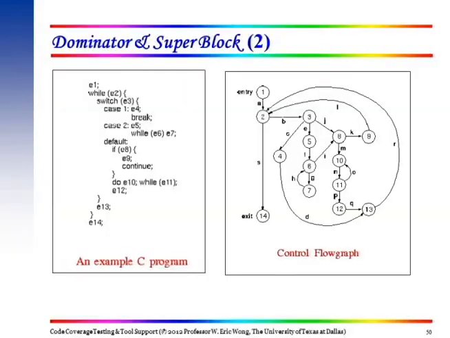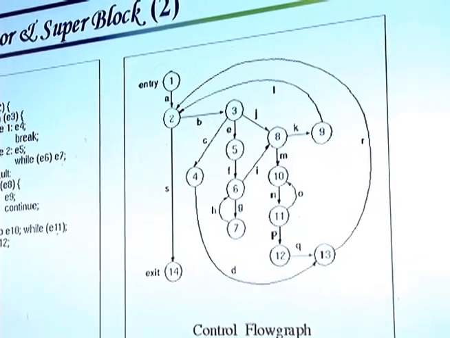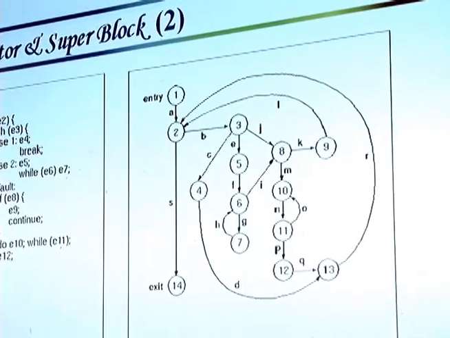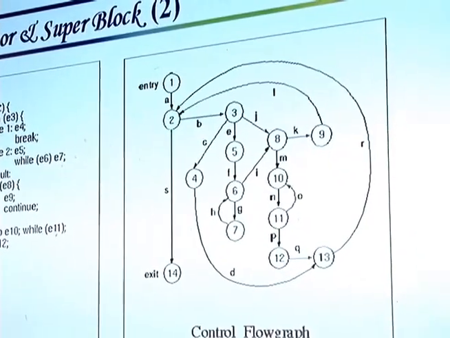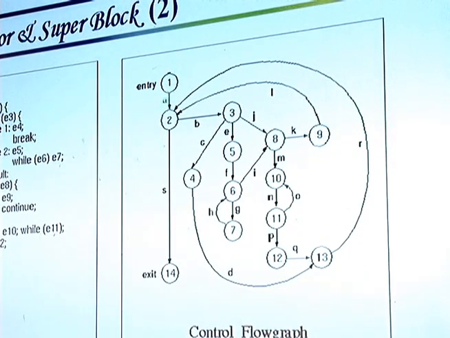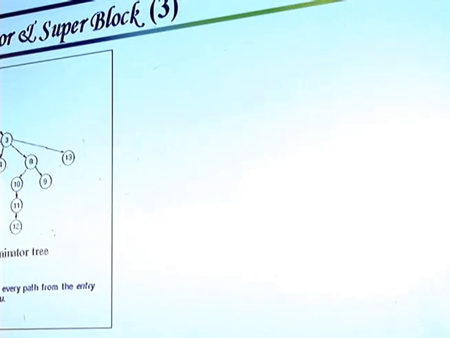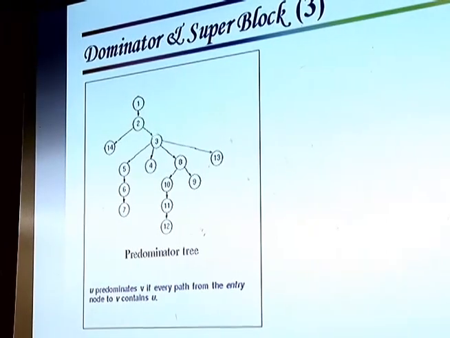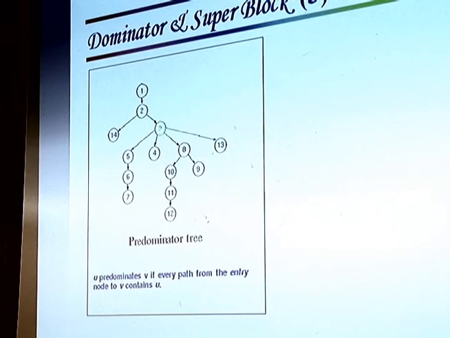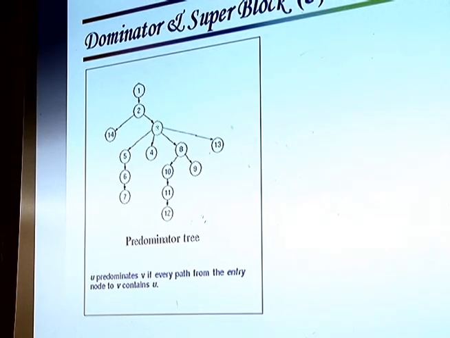How about 3? Can we go to 3 without going through 2? No. So that's why 2 predominates 3. We have 1 predominates 2, 2 predominates 3. That's why we have here 1 predominates 2, 2 predominates 3. So far so good? And how come 3 and 14?